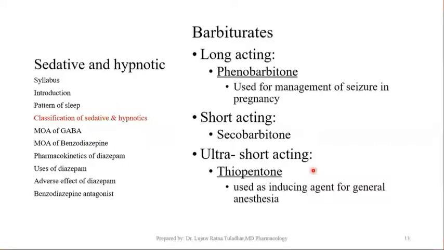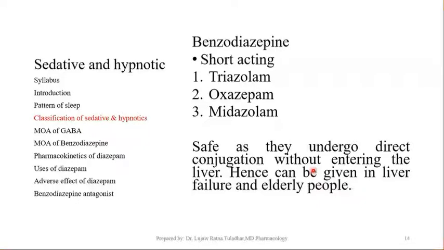Now, benzodiazepines can be short acting, intermediate acting, and long acting. The drugs which come under short acting are triazolam, oxazepam, and midazolam. These drugs are short acting not because they are lipid soluble, they do not have sulfur in them, but because they undergo direct conjugation. They do not need to enter the liver for metabolism. They directly conjugate and are easily excreted from the body, due to which they are short acting in nature.